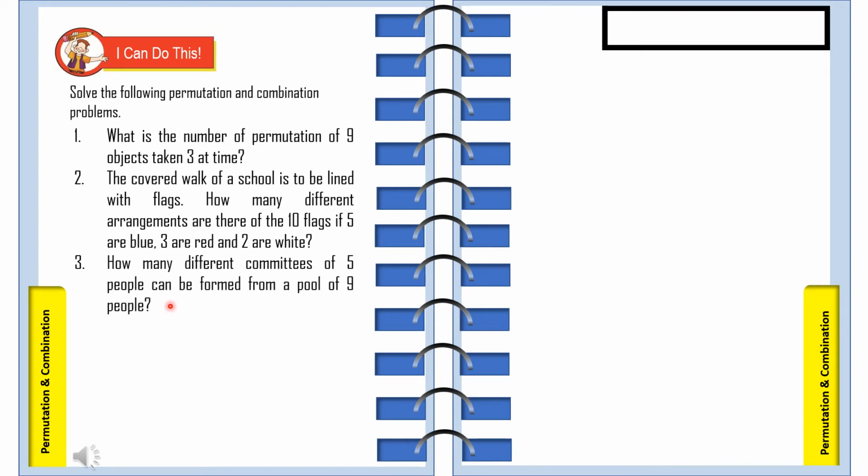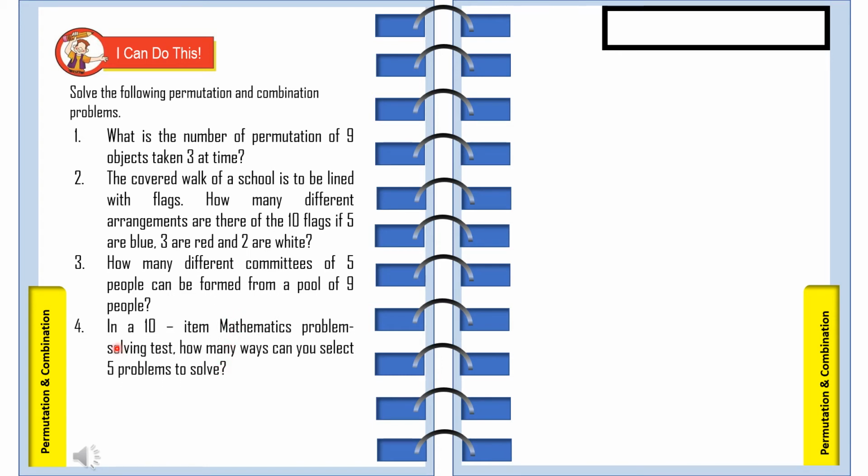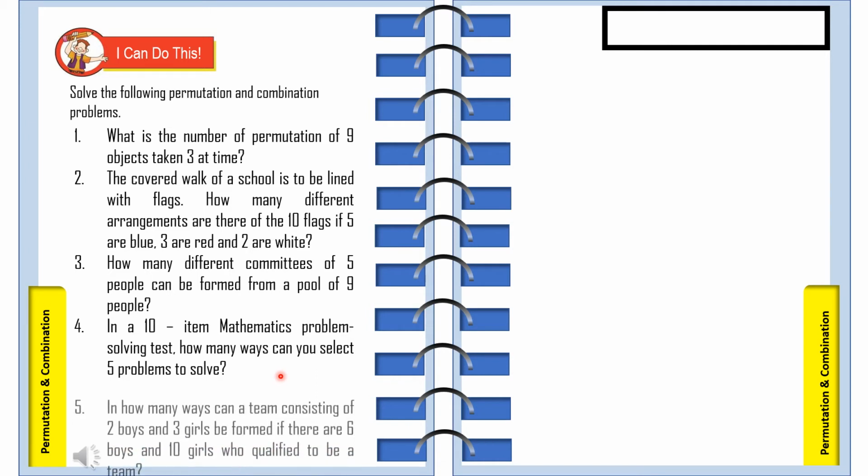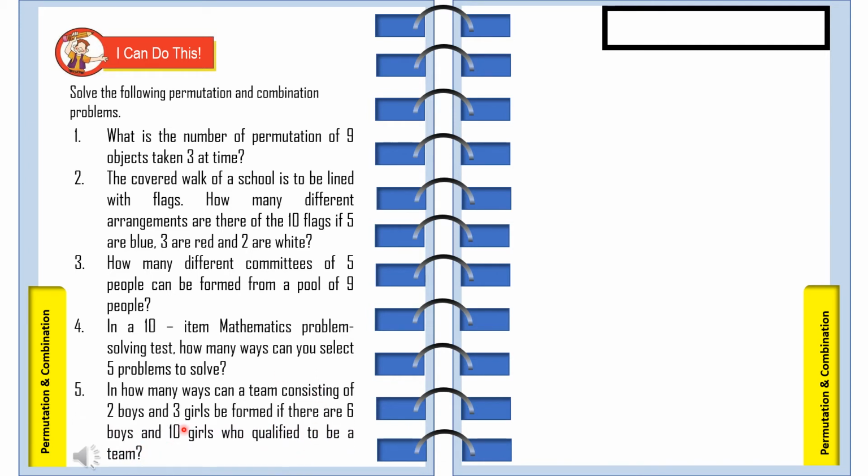Next, question number 3. How many different committees of 5 people can be formed from a pool of 9 people? And then for number 4, in a 10-item mathematics problem solving test, how many ways can you select 5 problems to solve? And then our last question, in how many ways can a team consisting of 2 boys and 3 girls be formed if there are 6 boys and 10 girls who qualify to be a team? Okay, so these are our 5 word problems.